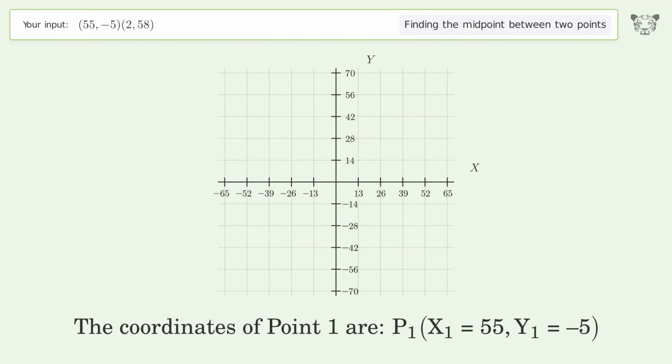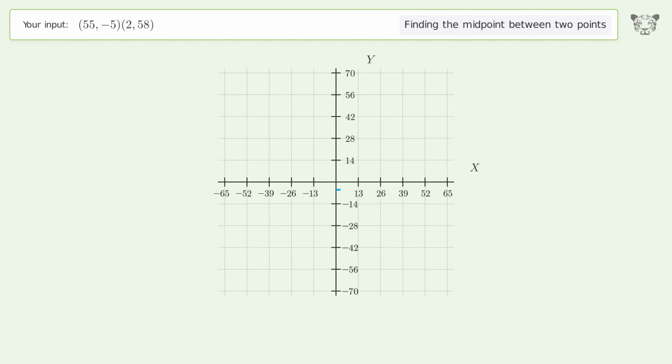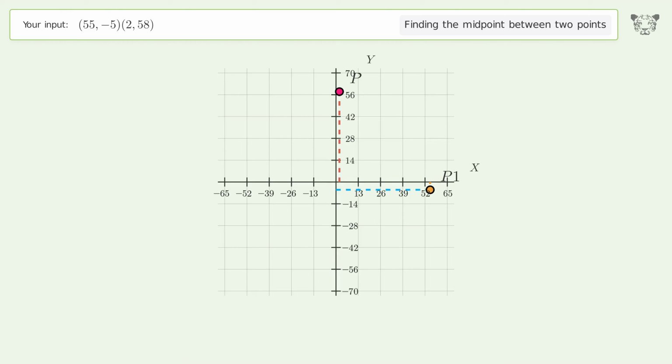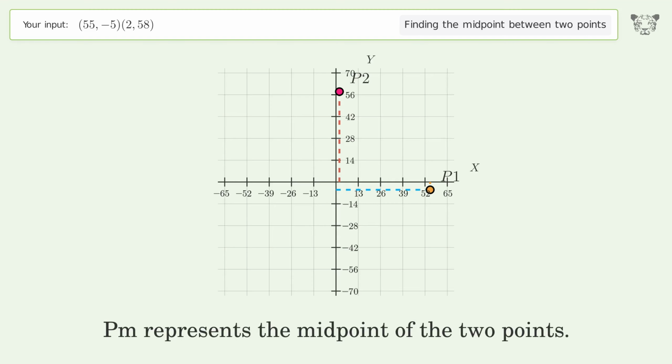The coordinates of point 1 are, x1 equals 55, y1 equals -5. The coordinates of point 2 are, x2 equals 2, y2 equals 58. PM represents the midpoint of the 2 points.